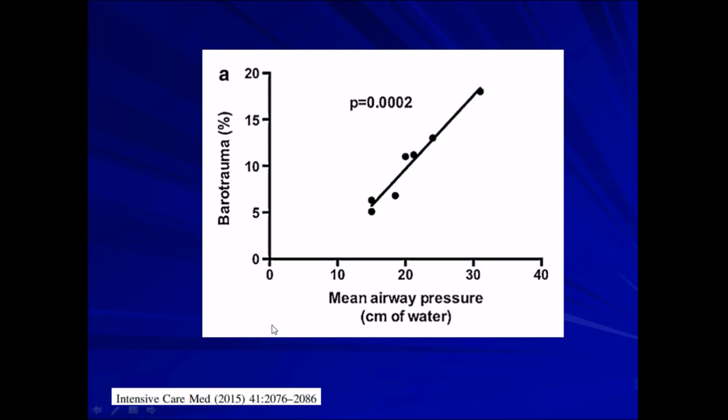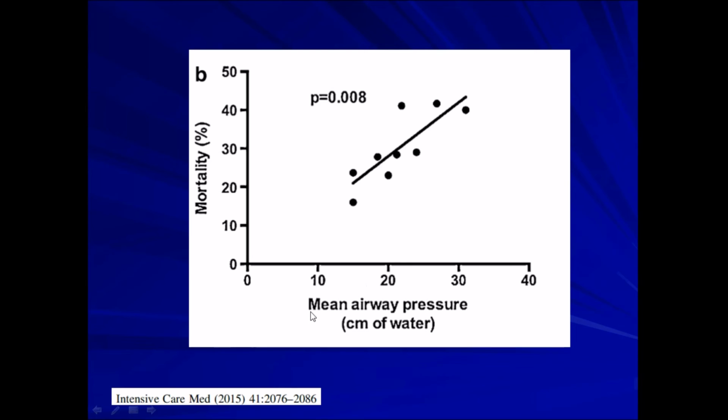In this review, they collected data on the mean airway pressure in these patients and barotrauma. Whenever you have higher mean airway pressure, there is a good correlation with barotrauma, and this is expected: the higher the pressure, the higher the barotrauma. What about the mortality? They also found a really good correlation between mean airway pressure and mortality. The higher the mean airway pressure, the higher the mortality. So how to make high frequency safer? Use lower mean airway pressure.